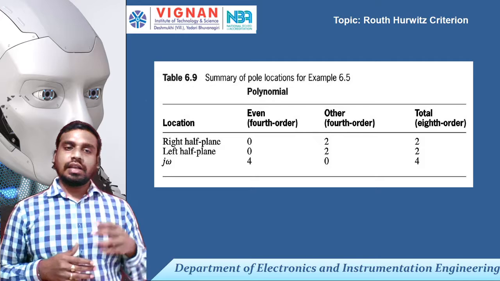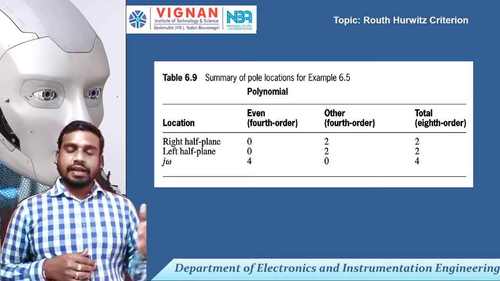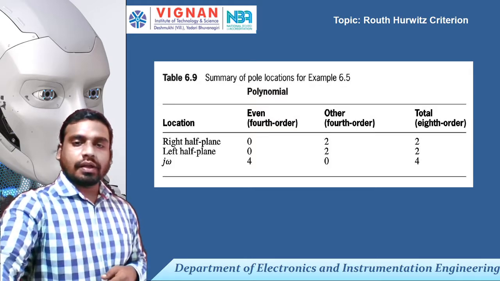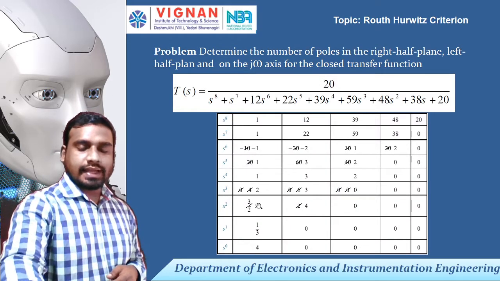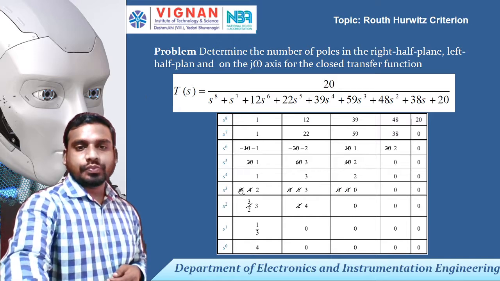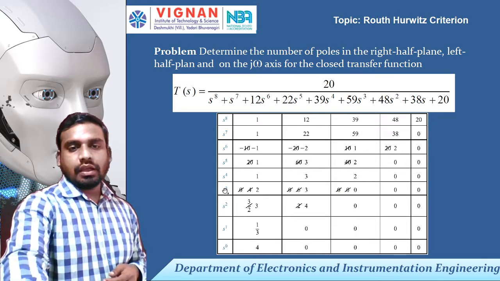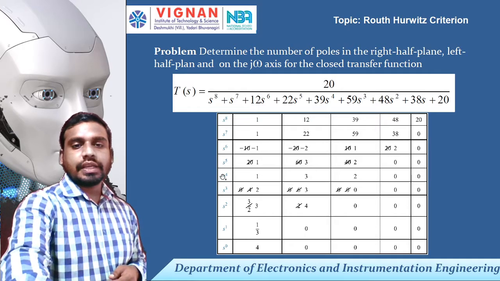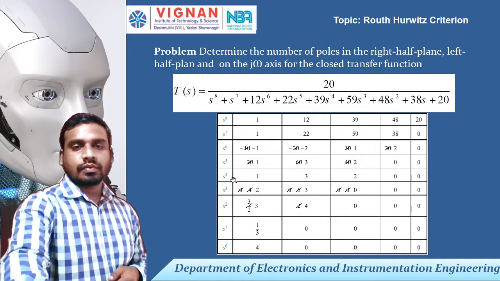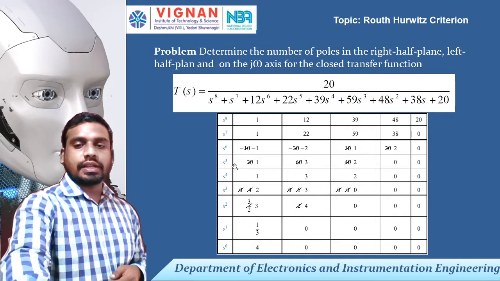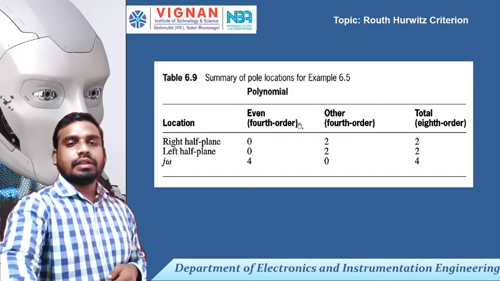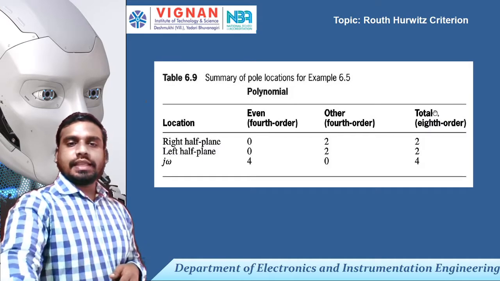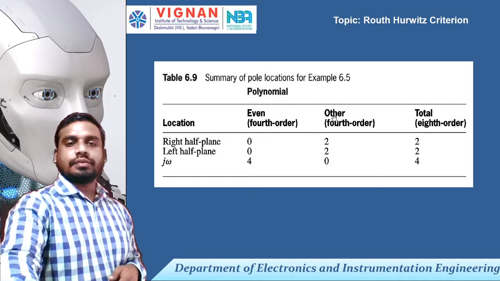How many poles are lying on the left hand side? How many poles are lying on the right hand side? How many poles are on the imaginary axis? If you observe the Routh table, where you got the 0 in the s cube term, the auxiliary equation we are considering is s power 4. How many rows are there before s power 4? Right? 4 rows are there. Since the order is 8th, how many even, how many odd?